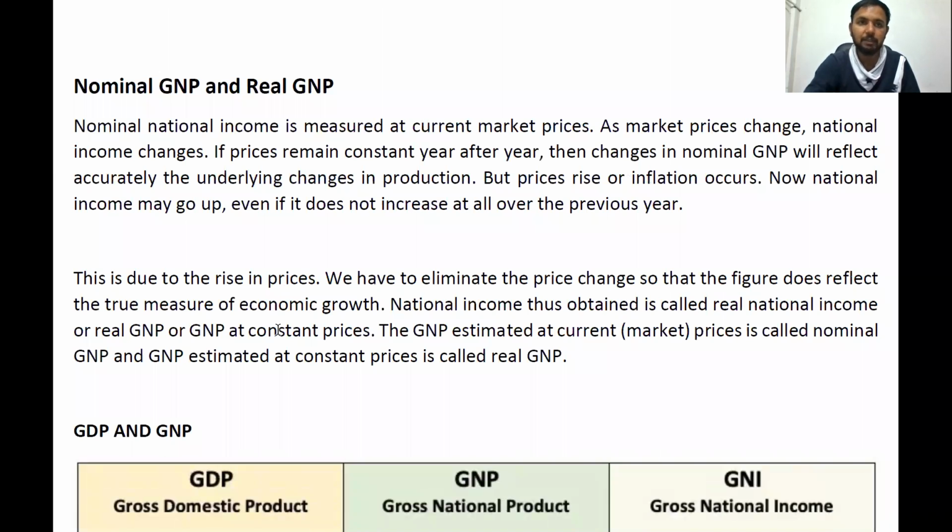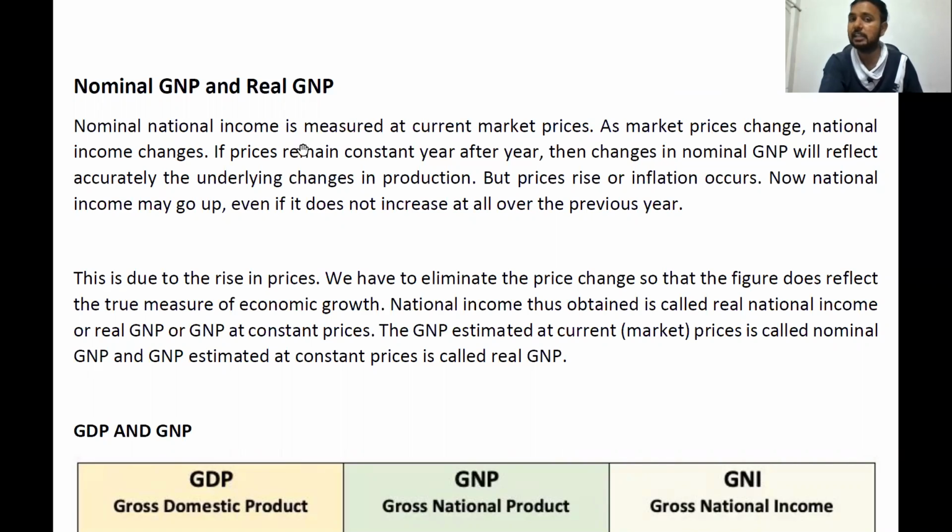Now, today we will discuss nominal GNP and real GNP. So, guys, what are these two terms? What is nominal GNP and what is real GNP? Before starting this point, we first need to understand something. So, guys, first of all, we will see what nominal national income is.